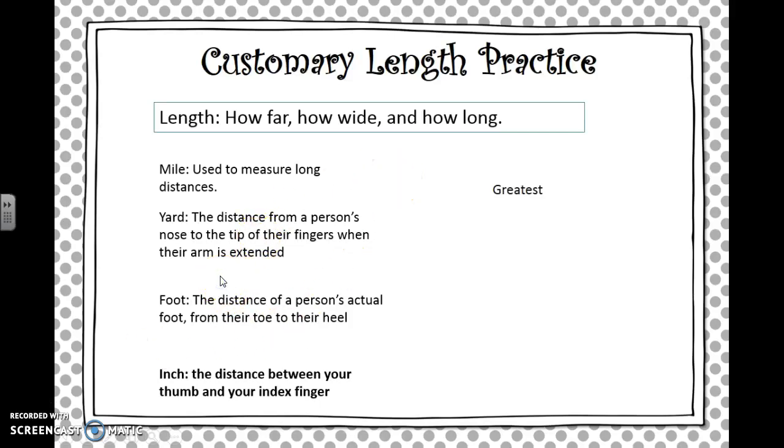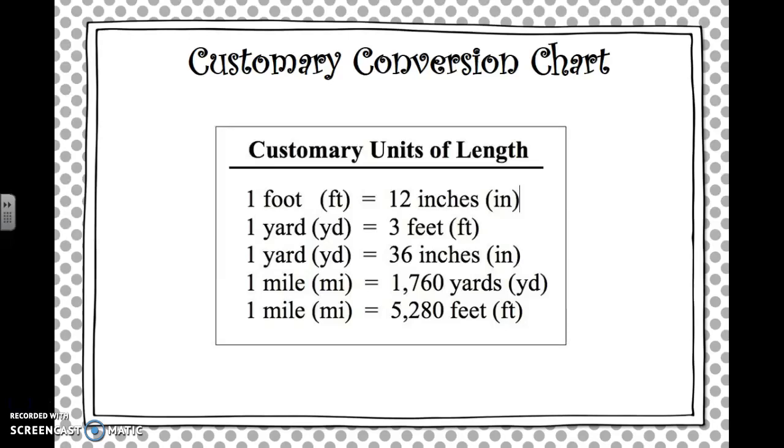I want you to know that my chart is going from greatest all the way to the smallest. So my mile up here, that's my biggest unit in length for customary, and then my inch is the smallest unit. Here I have listed our conversion chart. This is going to be exactly what you need to know and have in your brain for when we're doing our conversions. This is a chart of equivalency.